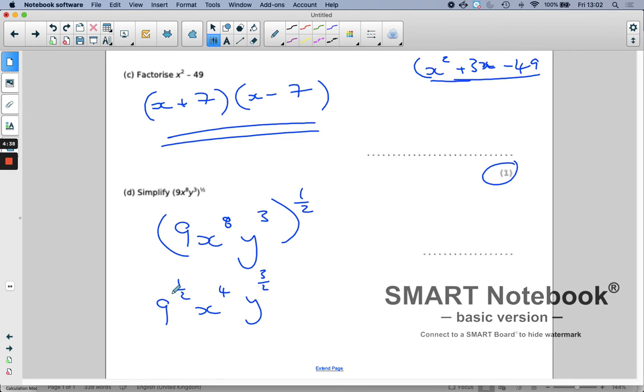This isn't as simple as it could be though. What we need to do is know that 9 to the power of a half is the same as the square root of 9, which is 3. So it should be 3 x to the power of 4, y to the power of 3 over 2. And that's my final answer.